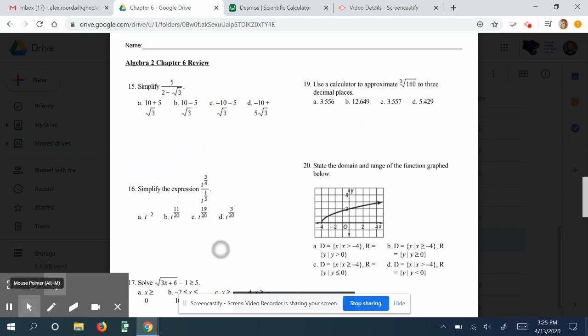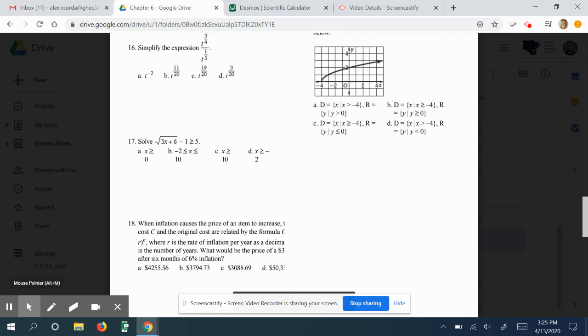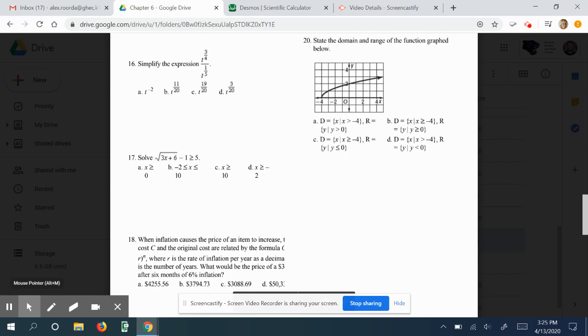Okay. Number 16. Simplify the expression t to the 3/4 over t to the 1/5. Now, we looked at a problem earlier when we were dividing, and we said, okay, well, what we do is we end up subtracting the exponents, right? So 3/4 and then minus 1/5. Now, I can't do that right now. There's a couple different ways you could do it. You could find a common denominator. The common denominator between 4 and 5 is 20, right?